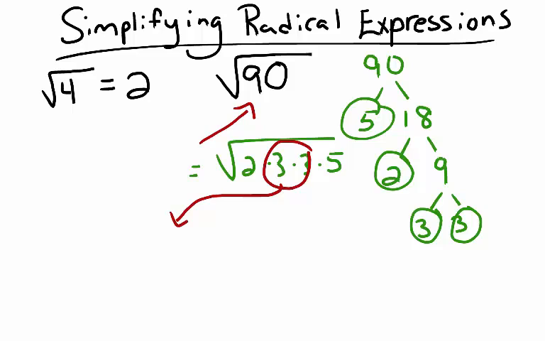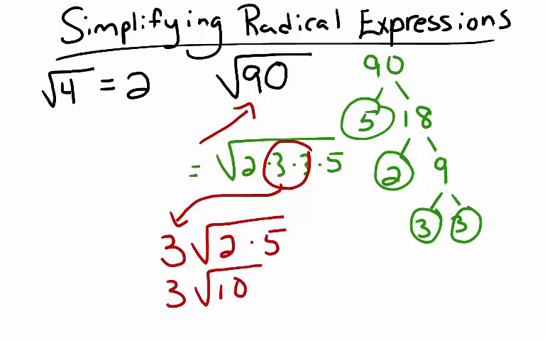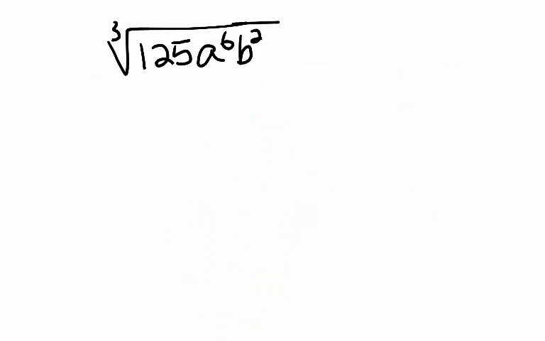I can take the square root of this and write it in front of the radical. So now I have 3 times the square root of 2 times 5, and I can write this as 3 square root of 10. So now we have simplified the square root of 90. Let's take a look at an example that's a little bit more complicated.